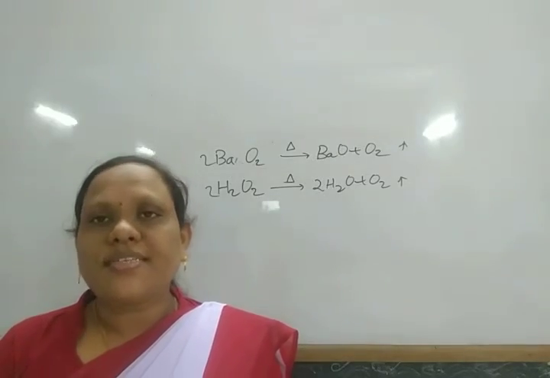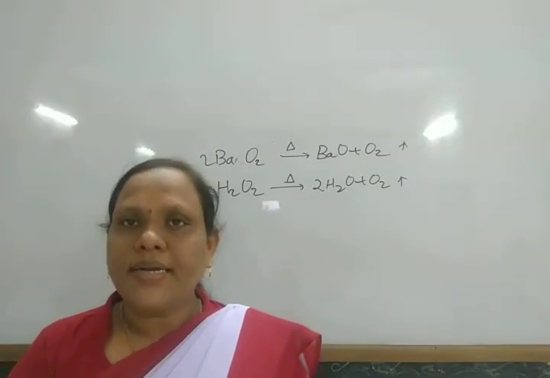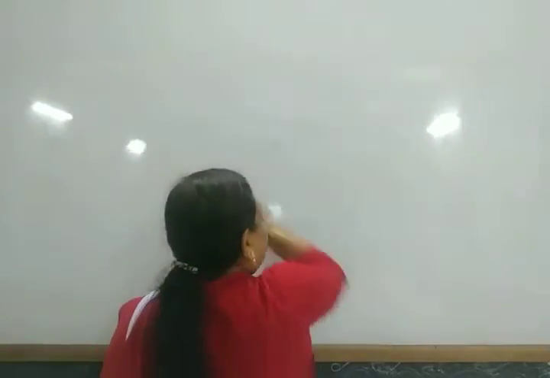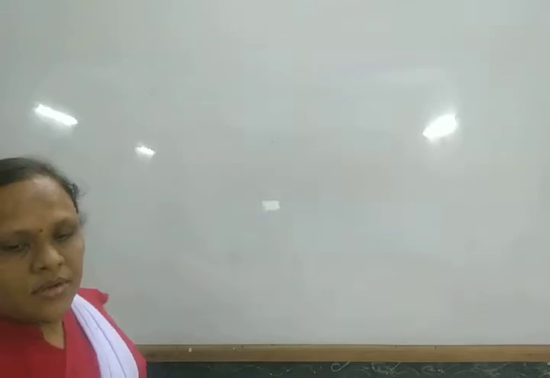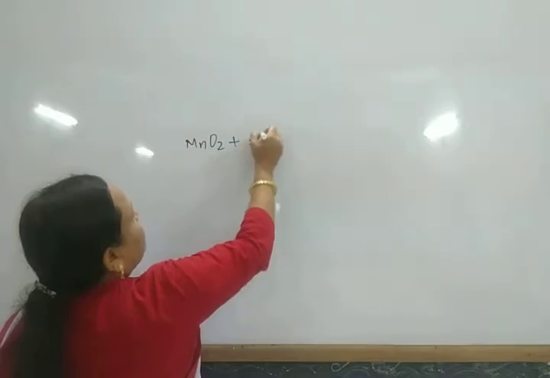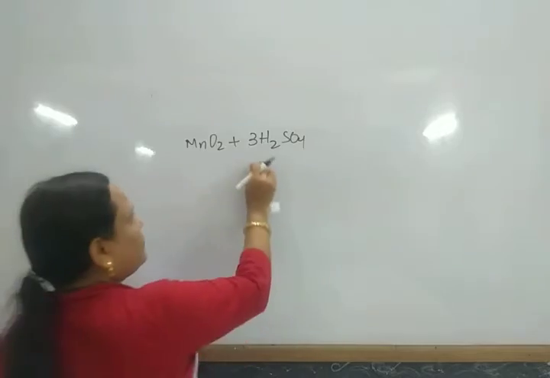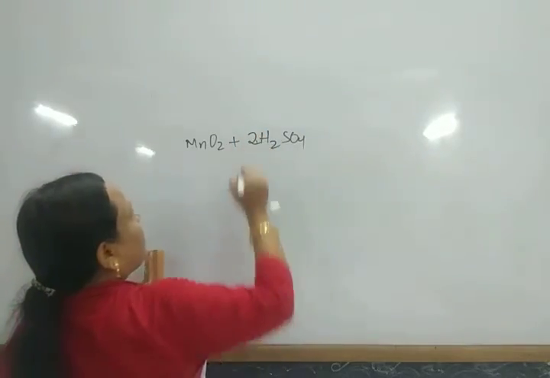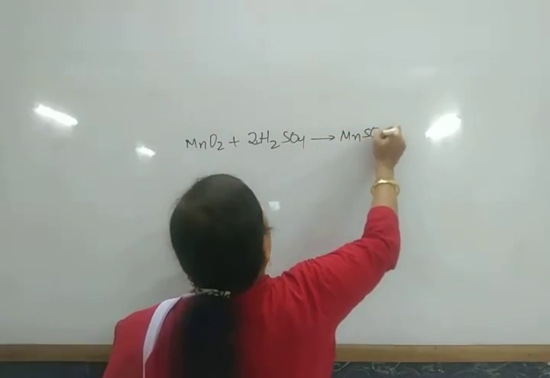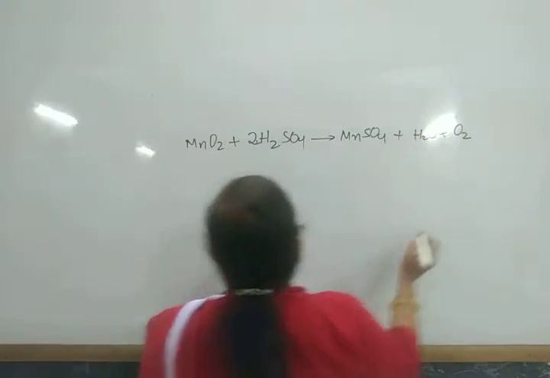Oxygen gas is also prepared by the reaction of sulfuric acid with oxidizing agents like manganese dioxide, potassium permanganate, potassium dichromate. Look here. MnO2 plus H2SO4 gives rise to MnSO4 plus H2O plus O2.